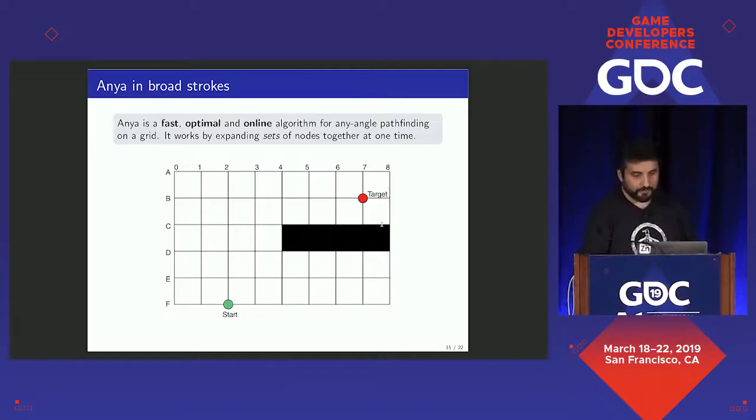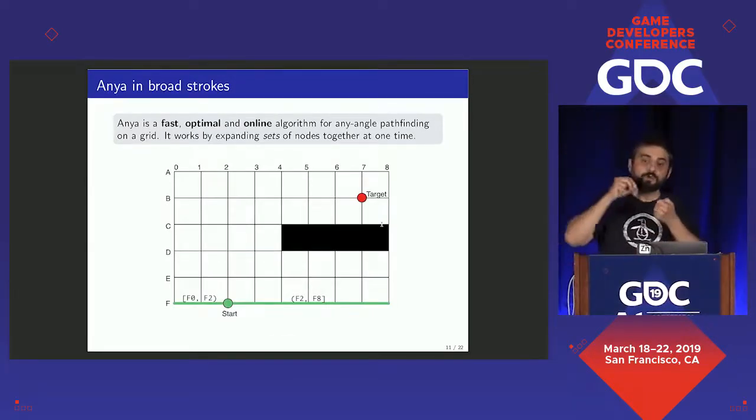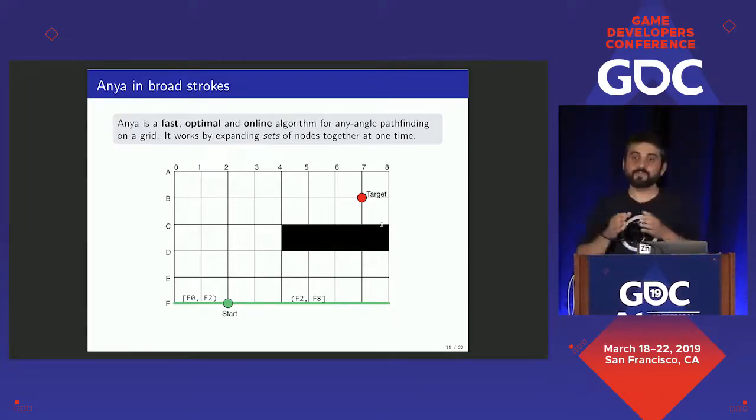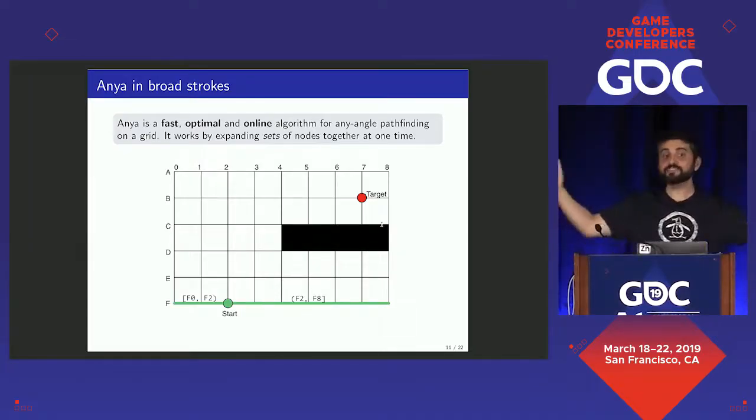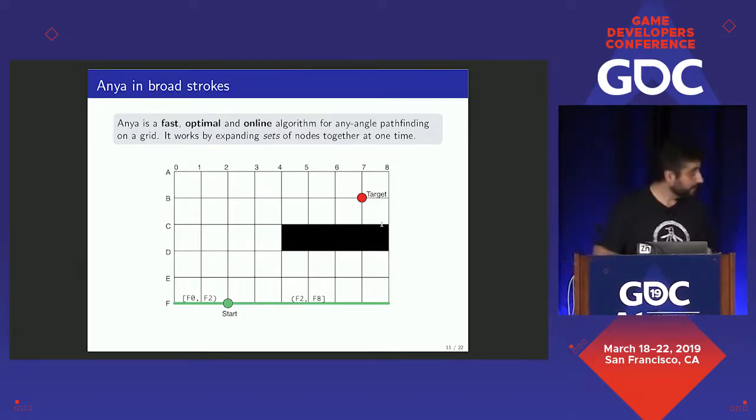So how does it work? The key intuition is, rather than expanding nodes from the grid one at a time, we consider intervals, contiguous intervals from the grid, sets of nodes together at one time. Here I'm looking for intervals around the start state. Two really good places to look are to the left of the start state along the current row and to the right of the start state. And we get these two lovely intervals here.